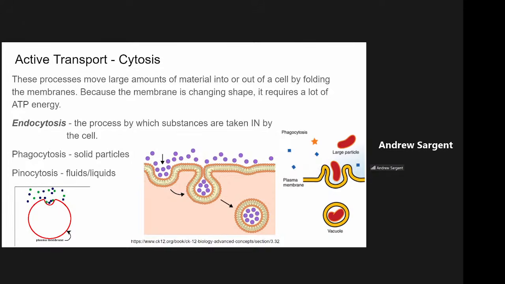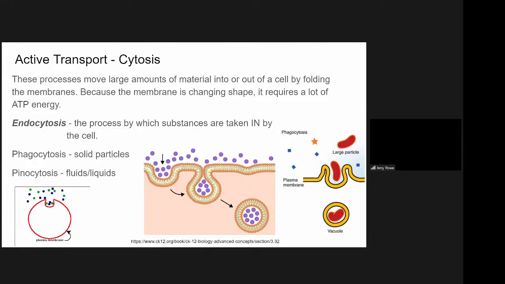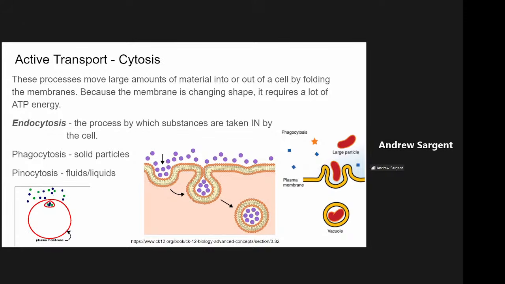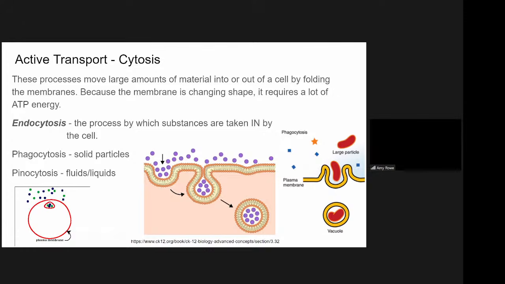What's the difference between a vesicle and a vacuole? Vesicles are teeny tiny and vacuoles are huge. So it's more to do with the size. Vesicles, very small, move around inside the cytoplasm, whereas vacuoles tend to be almost more permanent inside the cell. And do they need to know that for the exam at all? Unlikely. Cool. And that's it for now.